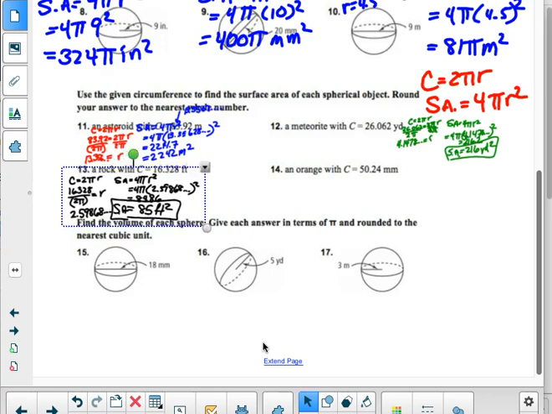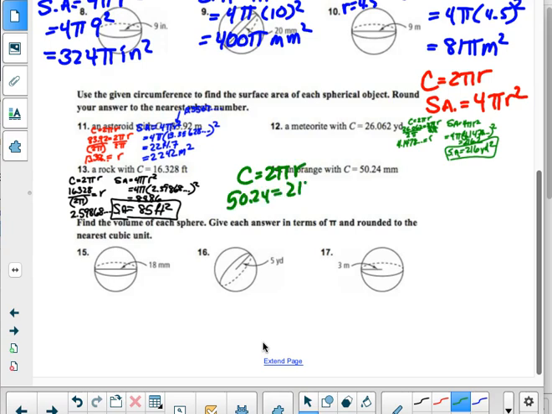My last one, in problem 14 here, circumference is equal to 2 pi r, which is 50.24. 2 pi r, divide by 2 pi. In my calculator, I've got to make sure I use parentheses, but 50.24 divided by 2 pi is going to give me 7.9959.